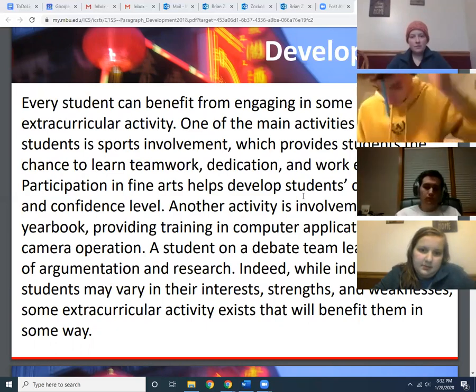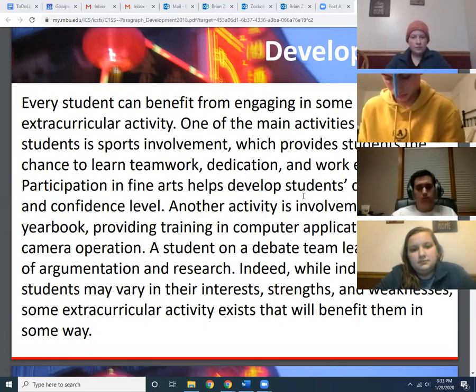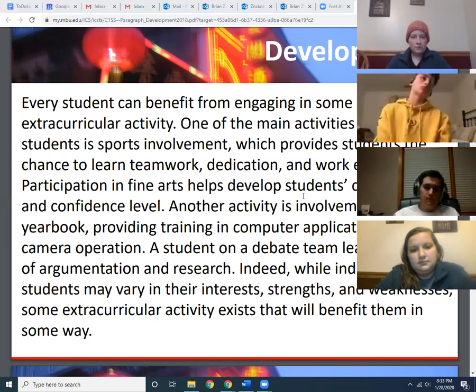And there's also reasons why. Provide students a chance to learn teamwork, dedication, work ethic. Fine arts comes up next. Another example. The author here has set up sports, fine arts, yearbook, debate team, all of these, and given a little bit of reasoning behind what makes each one unique as to how it makes a better student to have the extracurricular. See, so this is the better for your case.